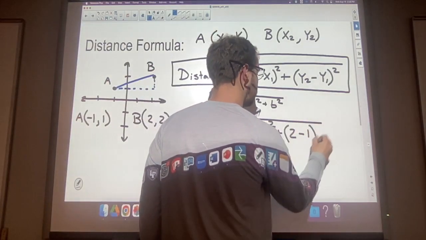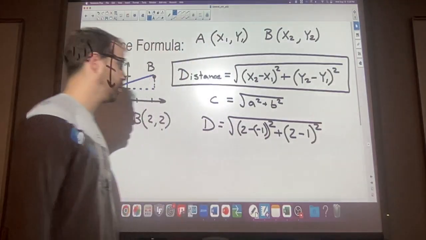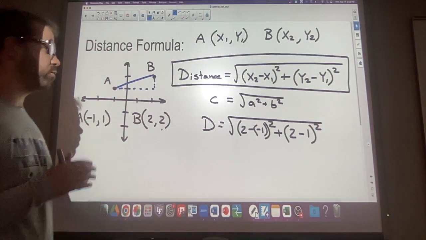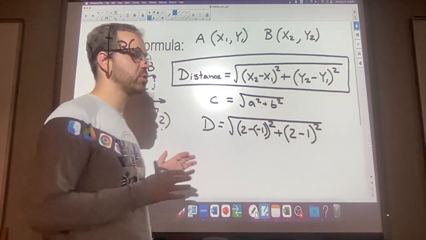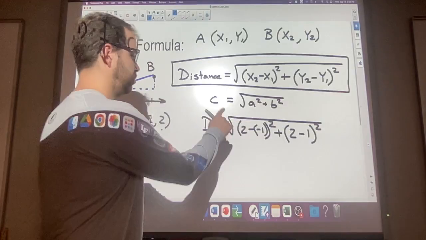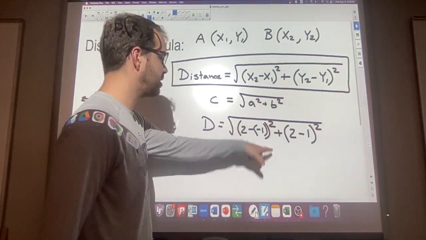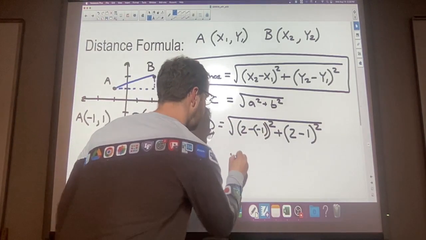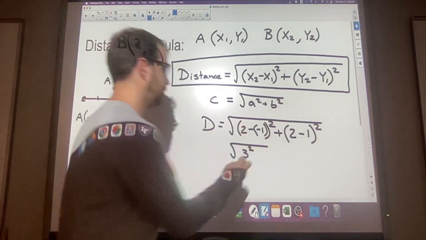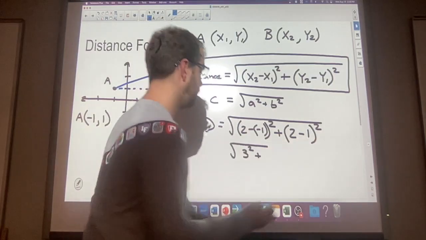I just want to show you something that can save you a lot of time. If you realize this connection, it makes this so much quicker and less painful than it needs to be. So I'm going to combine these. 2 minus -1: remember, if we subtract a negative, it's really like we're adding. So this is the square root of 3 squared plus 2 minus 1, 1 squared.